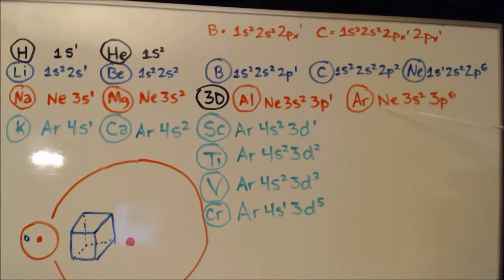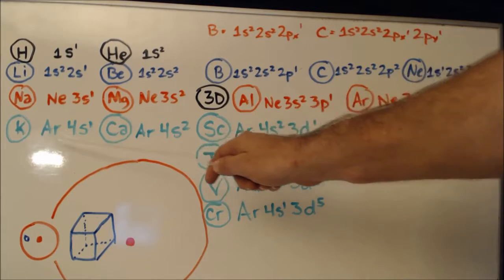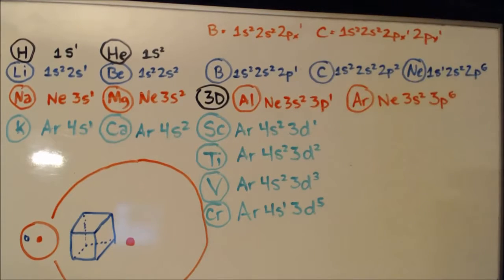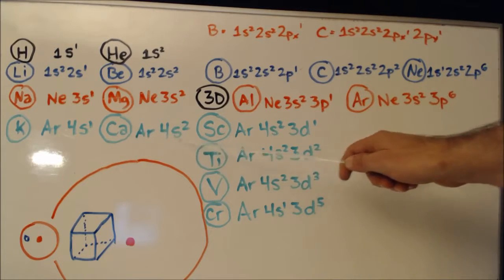You do all that up to argon. You keep raising this number up, 2, 3, 4, 5, until you get up to argon, which is 6. Now that's where things get weird. You have potassium, and argon's the last thing you did. It had filled up the entire orbital in that shell. So you have argon 4s1, because you always start out with an s orbital. Calcium, easy enough, argon plus 4s2.